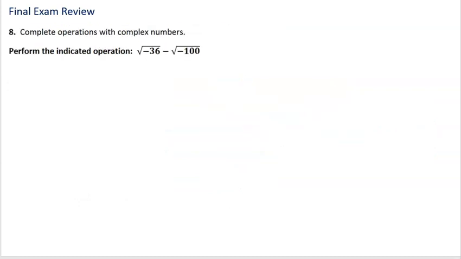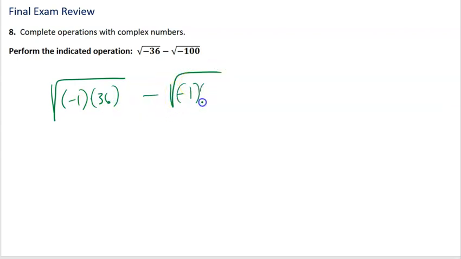Here's a good one. Perform the indicated operation. And you know you can't take the square root of a negative number, but now all of a sudden we can. In this class we can, because we've defined that the square root of negative 1 is i. So the long way of handling this is saying, okay, well, this is really negative 1 times 36, and the next one is really negative 1 times 100. And we could take the square root of each of those separately.